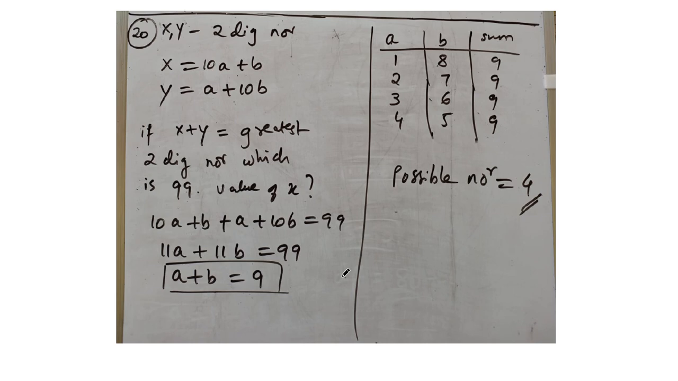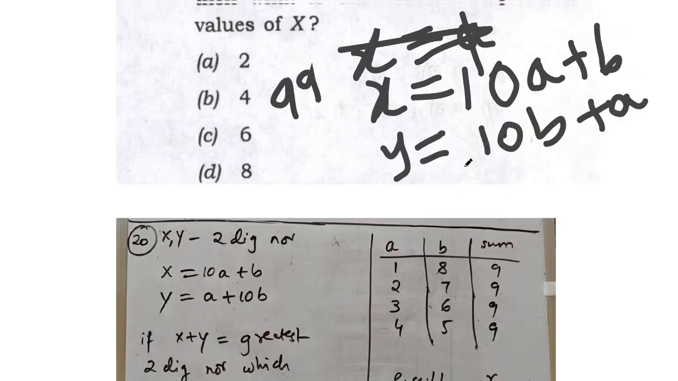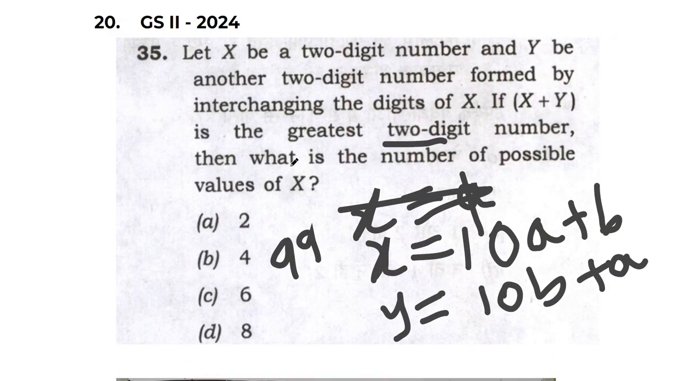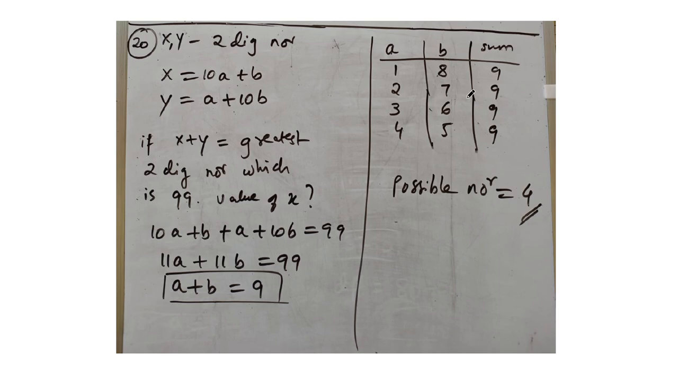We know a plus b is equal to 9 and the values of a and b must be less than 9, right? Because they are single digit numbers. So we can just assume, if a is 1, the sum has to be 9, so b should be 8, and if a is 2, then b might be 7. Similarly, if a is 3, b is 6, a is 4, b is 5. So how many possible x values will come? It is 4.